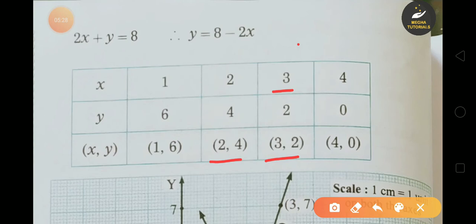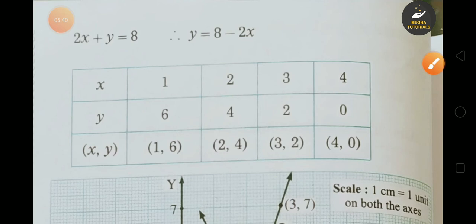Next we are assuming x is equal to 4, so 2 4s are 8 and 8 minus 8 is 0, so we are getting 4 comma 0. Now in the next step, the ordered pairs we got for these two equations, we will plot on the graph.